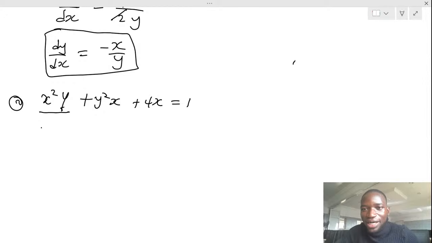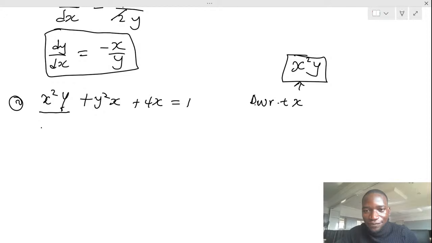What I'm saying is this. Look at my screen here. I have x squared y. The first thing to do is to differentiate with respect to x. That's the meaning of d w.r.t. x. So you're going to treat y as constant. If you differentiate x squared here, what will we get? We are going to have 2x. Then you multiply by what? By 1. Do we get that now?